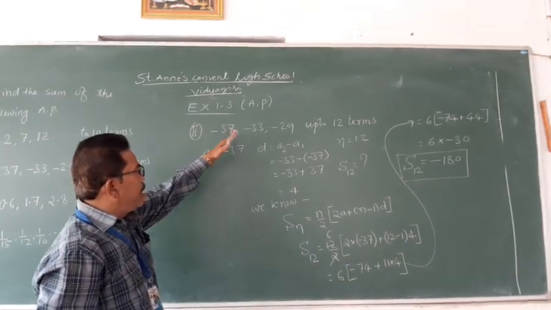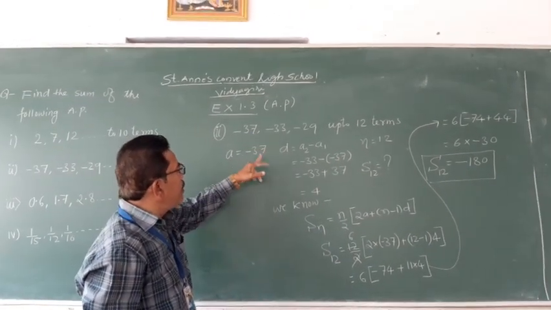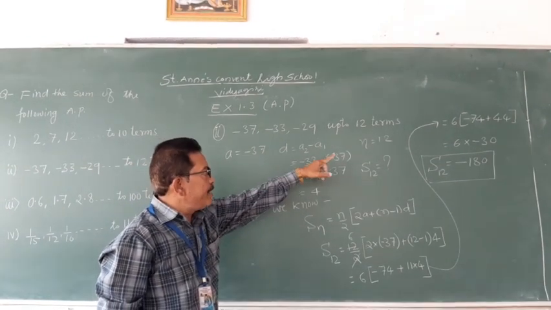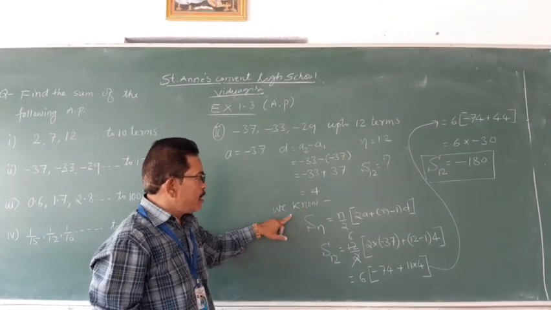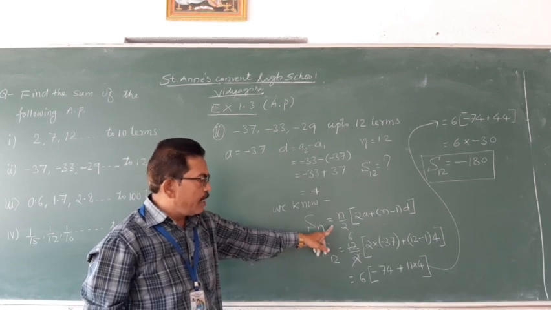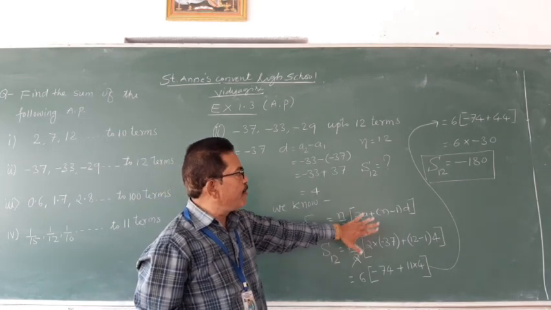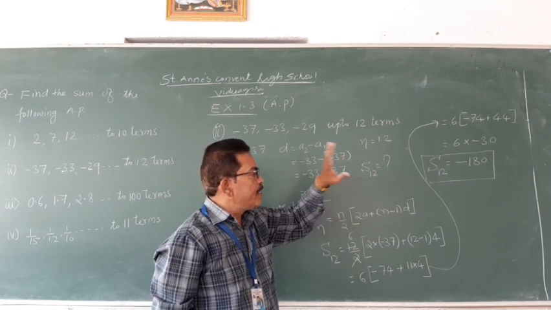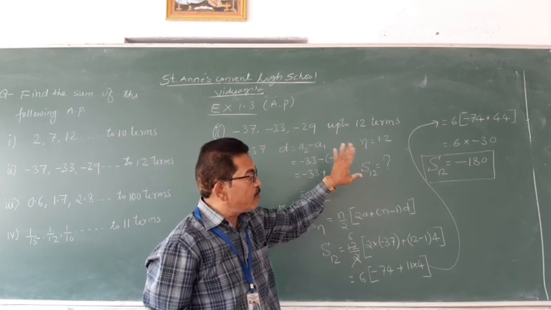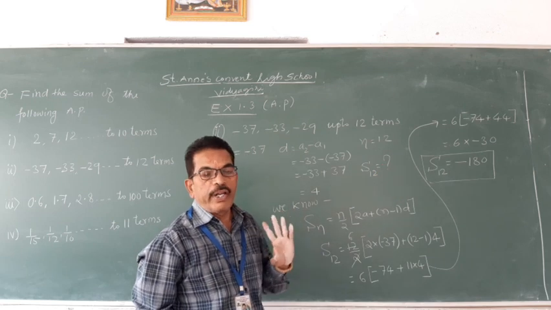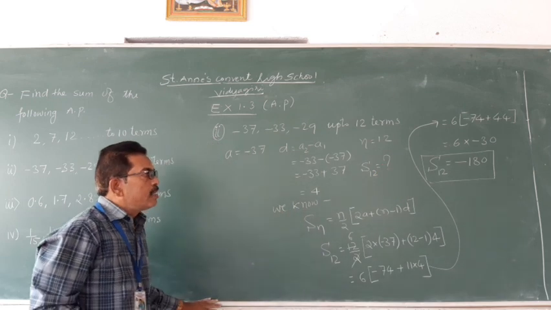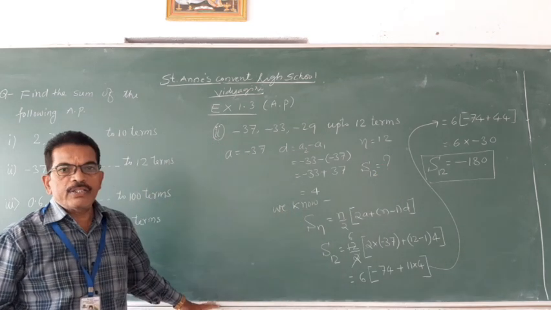See, a is given, then d is calculated, then we need S12. Substituting these values in the given formula Sn equals n by 2, then after simplification, we get the sum of the 12 terms as minus 180. S12 equals minus 180.